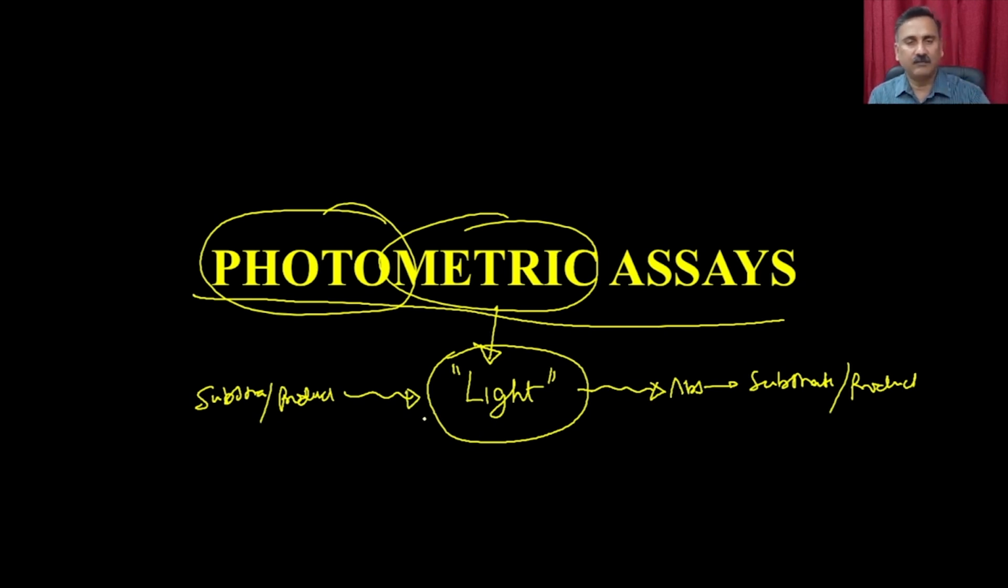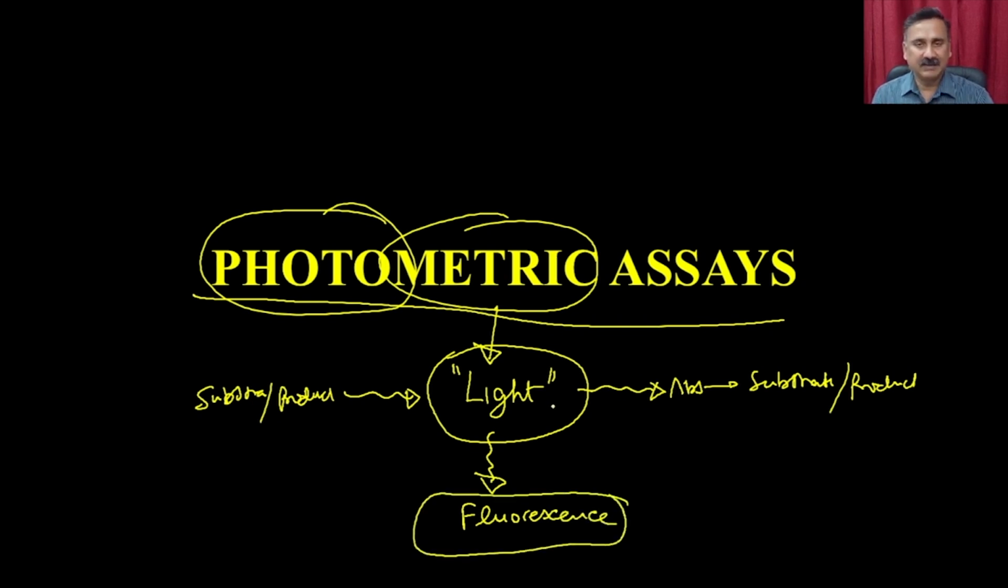Sometimes we will be able to see that if a product is formed, it is giving off light, right? Or sometimes you can have the alternative, where you excite the molecules, and then it gives you fluorescence, right? So fluorescence is also a phenomenon where you are going to measure the light intensity only.